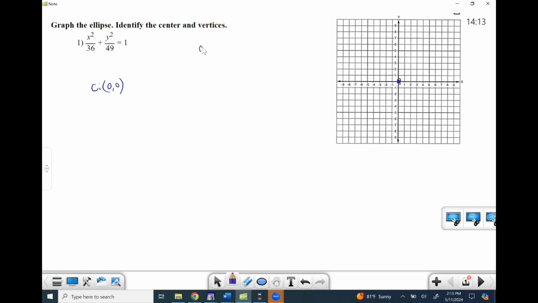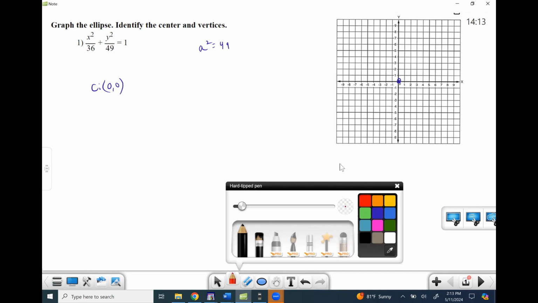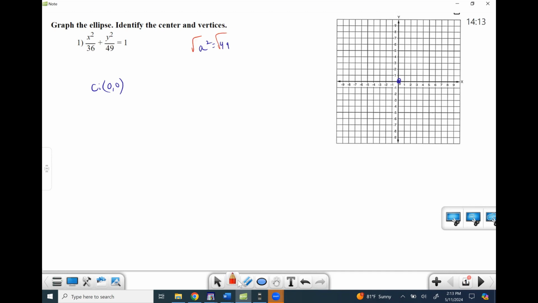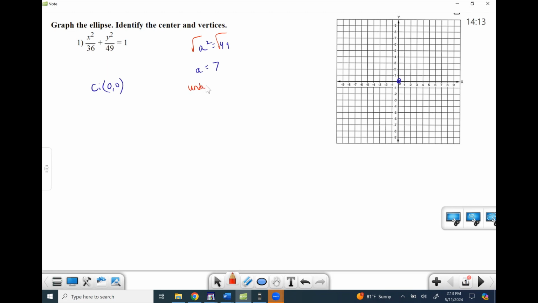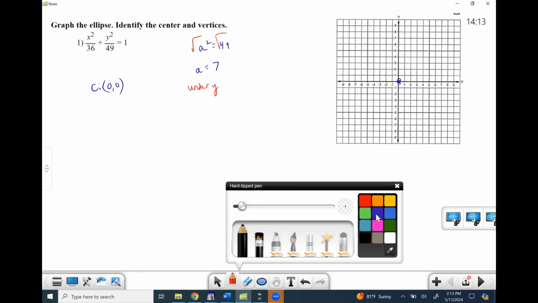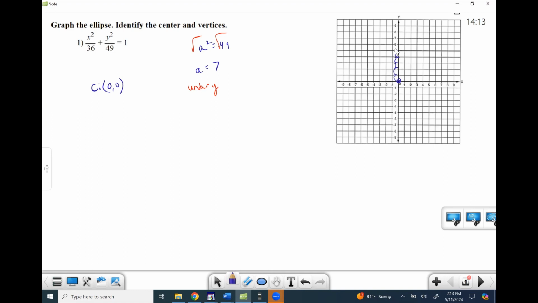Now, a squared for an ellipse is always going to be the bigger number. So that's 49. So if we square root, we find that a is 7. Now, because this 49 was underneath y, that means that we're going to go 7 in the y direction. So I'm going to go up 1, 2, 3, 4, 5, 6, 7, and I'll be right there. And I'm also going to go down 1, 2, 3, 4, 5, 6, 7, and be right there.